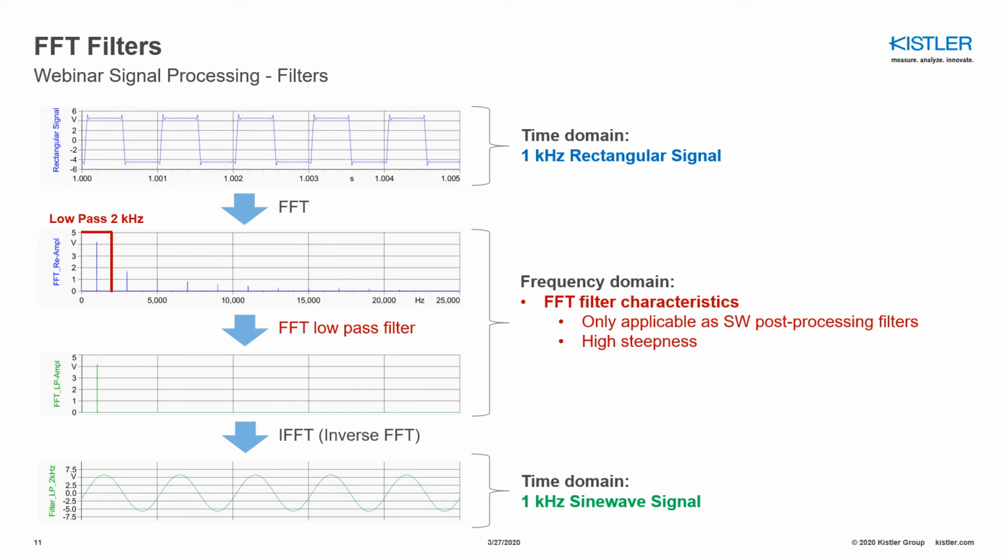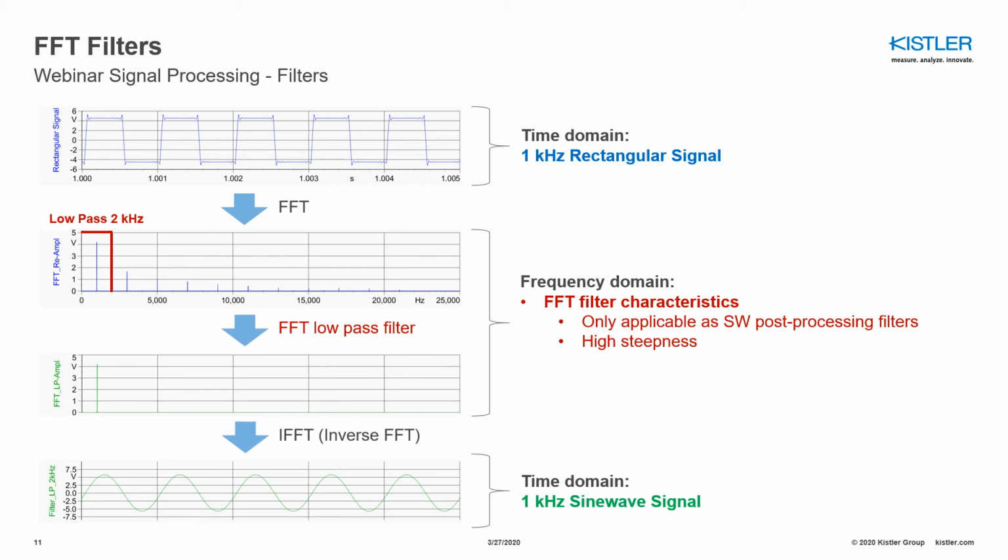So we can clearly see this if we have a look at the frequency spectrum after we have applied this FFT low pass filter of 2 kHz. You see this in the green frequency spectrum. Only the fundamental 1 kHz frequency is left, and all the upper harmonic frequencies from 3 kHz upwards are filtered, so they are gone.